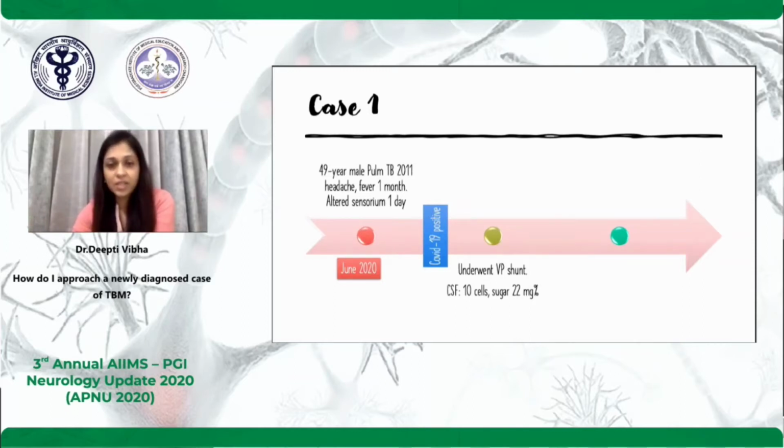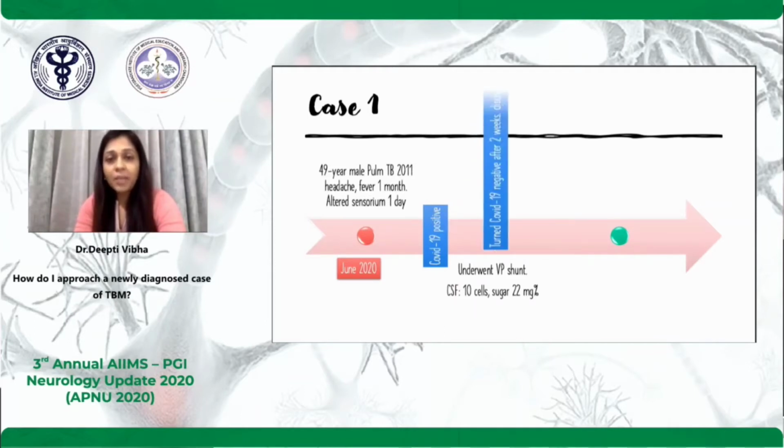The CSF was done, which showed 10 cells and sugar of 22 mg/%. I really don't have the protein report because, in COVID wards, the papers go into a black hole. You cannot retrieve it. It's very difficult. And so this is all we had.